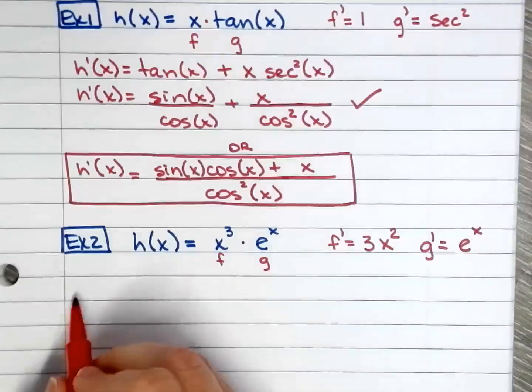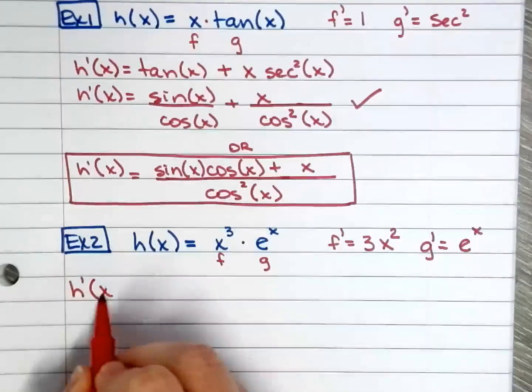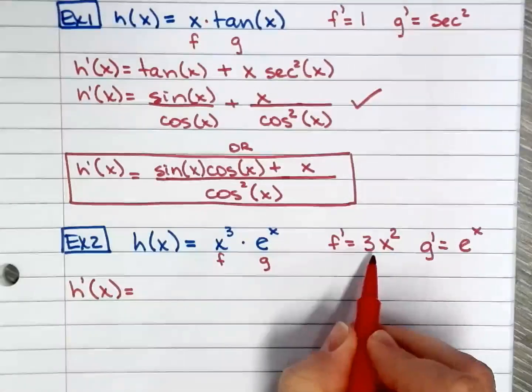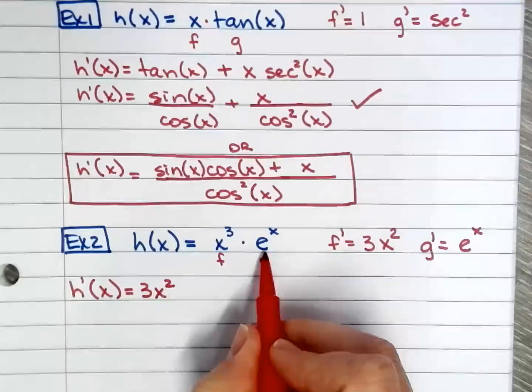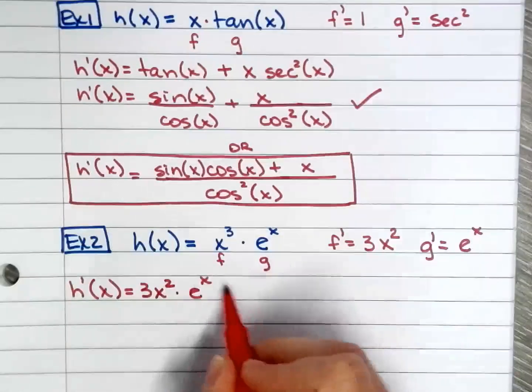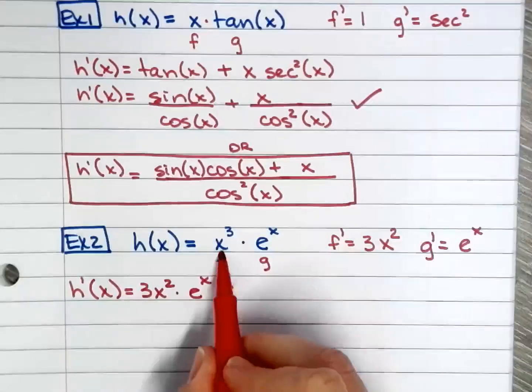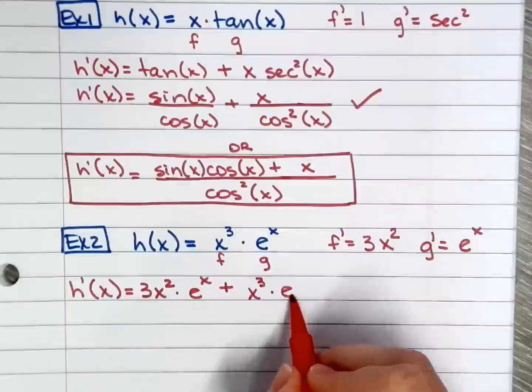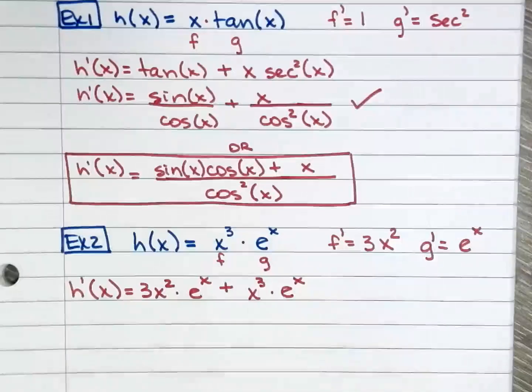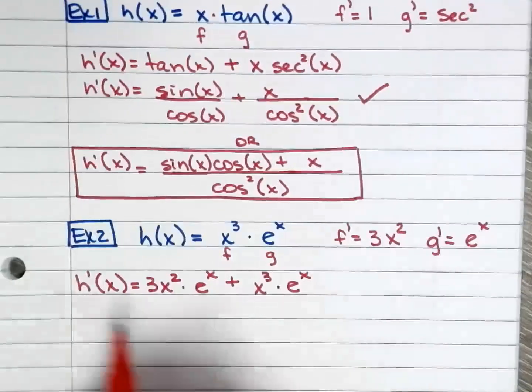Now let's go ahead and apply the formula. So f prime right there times g right there plus f right there times g prime. Okay, this is how you set it up. Now we're going to factor.